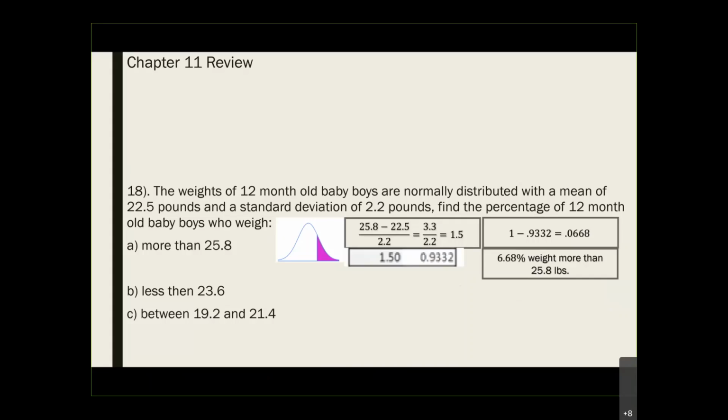6.68% of the 12-month baby boys weigh more than 25.8 pounds, right? So that's the idea, which is very small. Roughly 7% of all of the 12-month baby boys weigh more than 25.8 pounds, if they were to ask you that, okay?